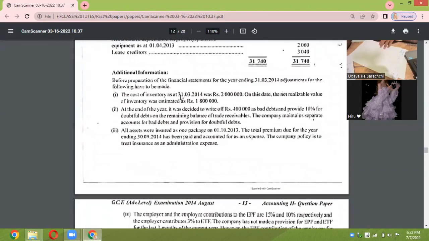Number 1, the cost of inventory. When you read that, you need to understand what kind of adjustment this is. This is a closing stock adjustment. Right. The cost of inventory as at 31st March 2014 was 2000. On this date, the net realizable value of inventory was estimated as 1800. Right.